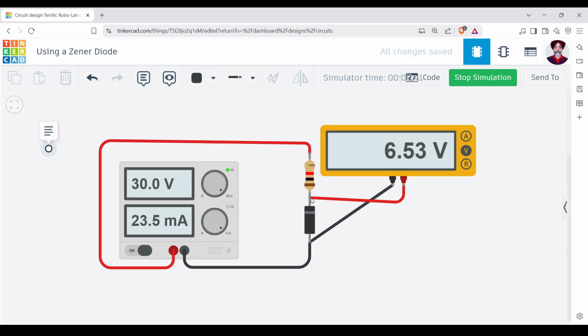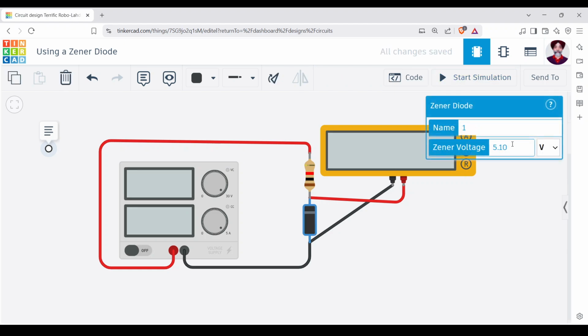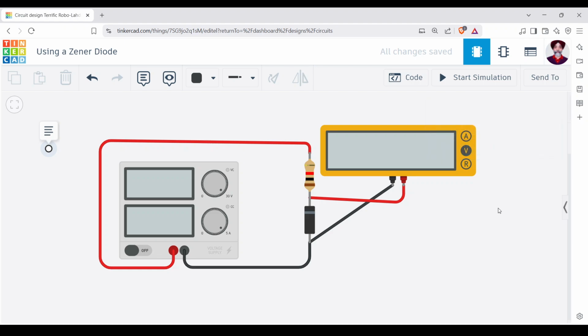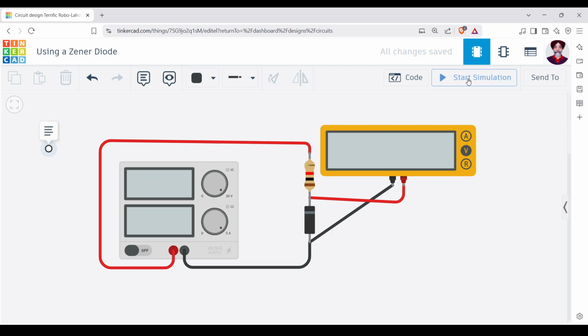It is in reverse bias. We know that. Okay, let's see what happens if I change this to a 2 volt Zener diode. Let us see. I am supplying it 30 volts and it is getting 3.5 volts. So I had made it 2 volts, but it is giving me beyond that, no problem. It always gives beyond that, but not too much beyond that.